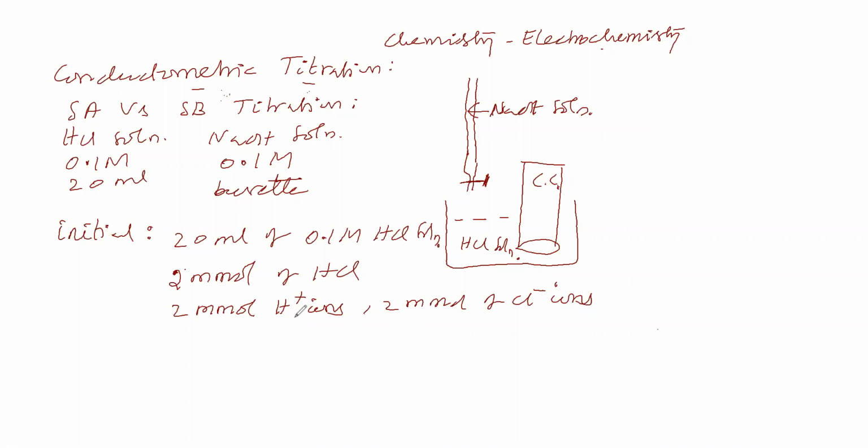Now these 2 millimoles of H plus ions and 2 millimoles of Cl minus ions are carrying current. The total current carried is called lambda m initial value. Lambda m is called molar conductivity. The molar conductivity is nothing but the sum of the contributions by H plus and Cl minus ions.